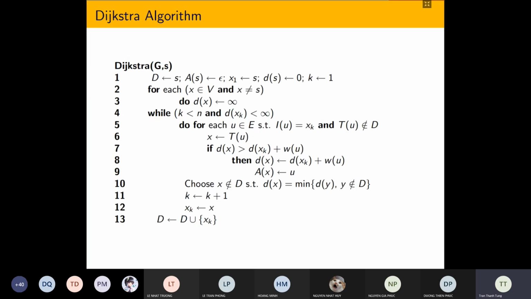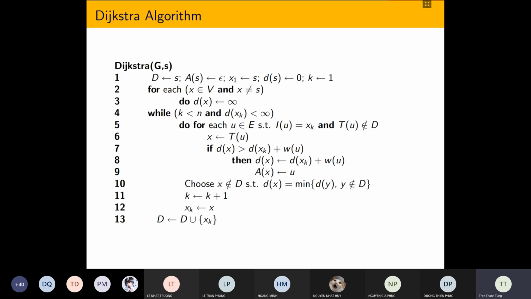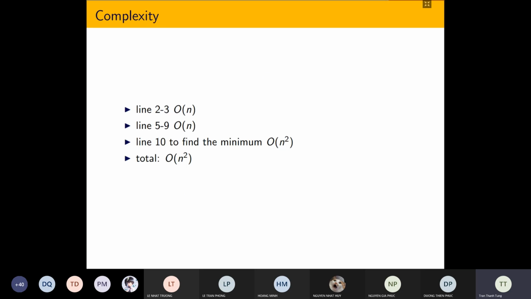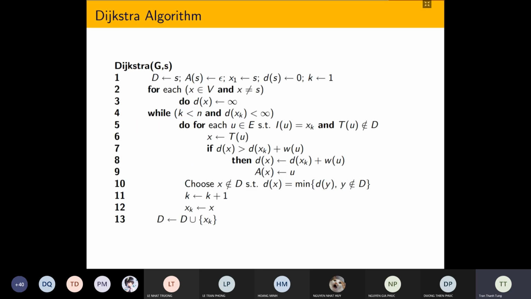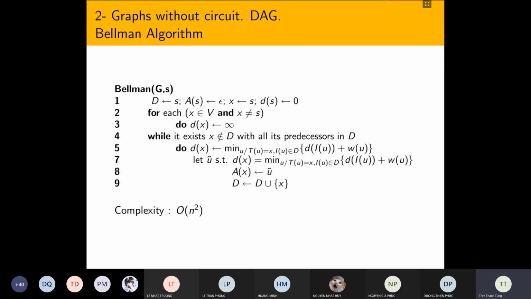Now, let's go back to this one. So this algorithm is like this one. So now what we have, we said the complexities because we have to find the minimum here, like number 10. So we find the minimum of outside, so every time we find the minimum and we do it for n times, so the worst case, or the complexity, roughly will be n squared.